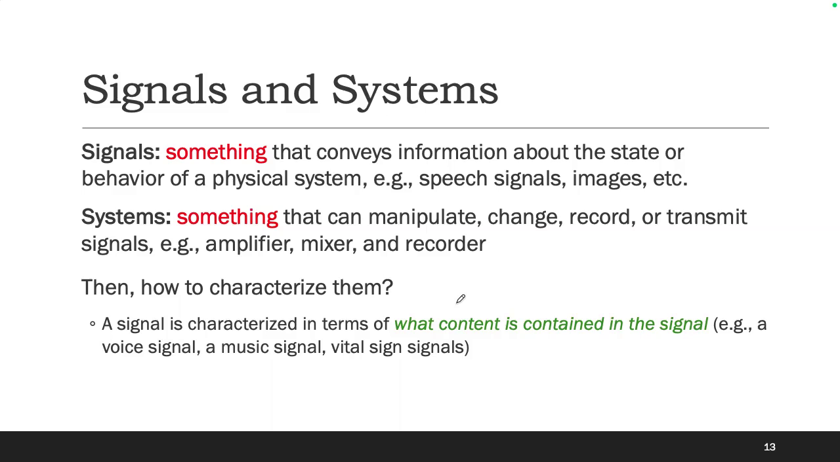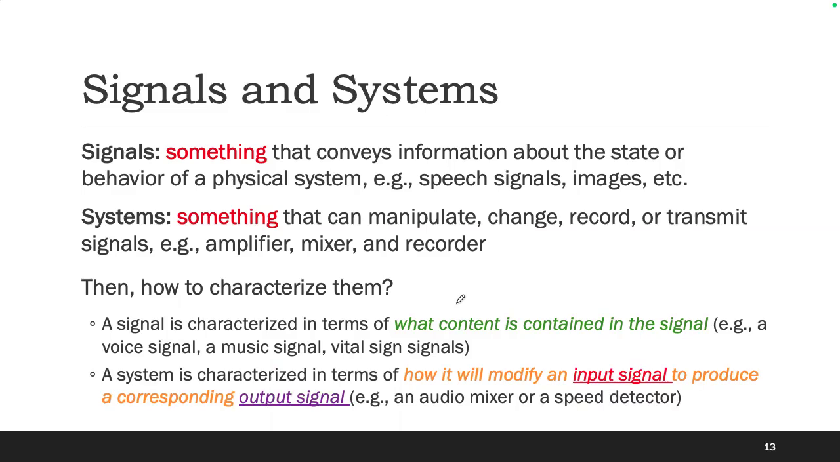Yeah. Okay. And then a system is characterized in terms of how it will modify an input signal to produce a corresponding output signal. For example, an audio mixer or a speed detector. A system is characterized in terms of how it will modify an input signal to produce a corresponding output signal. There are two very important points.